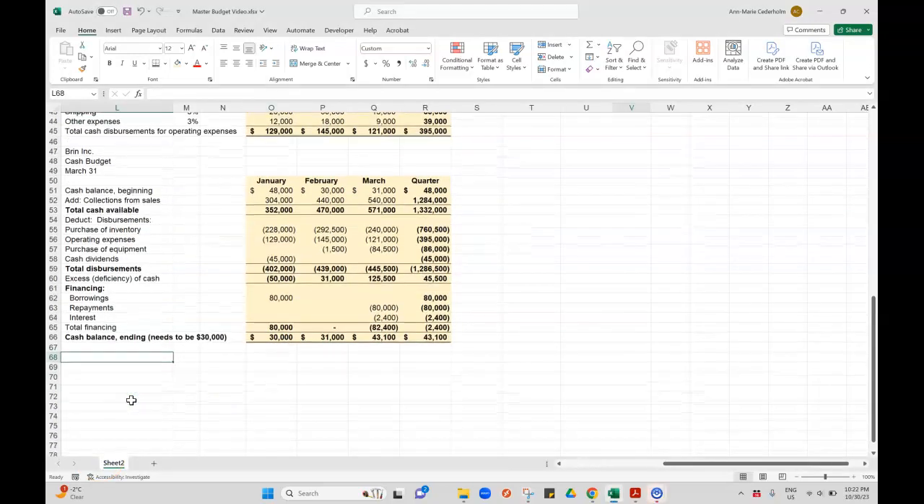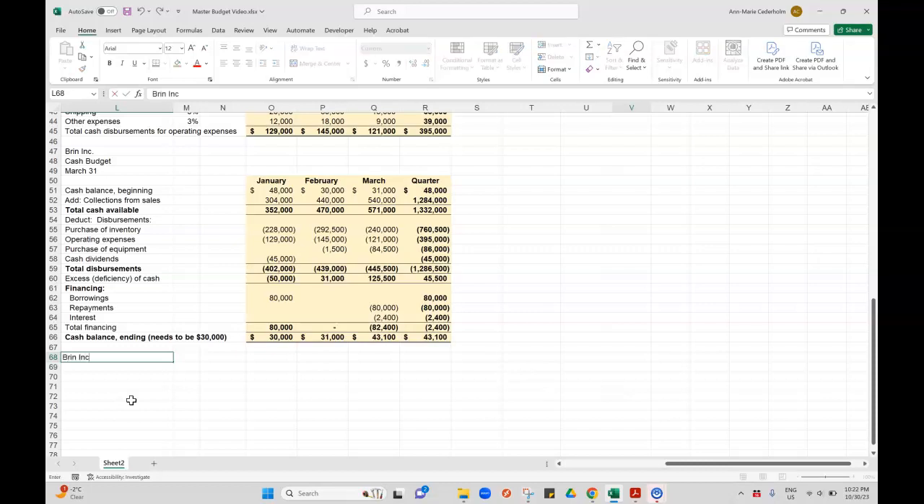Now we're going to put together our income statement. The nice thing about this is we're not going to do the income statement per month. We're just going to do the income statement for the quarter ended. So I've got the name of the company, Bryn, and then this is an income statement, and this is for the quarter ended March 31st.